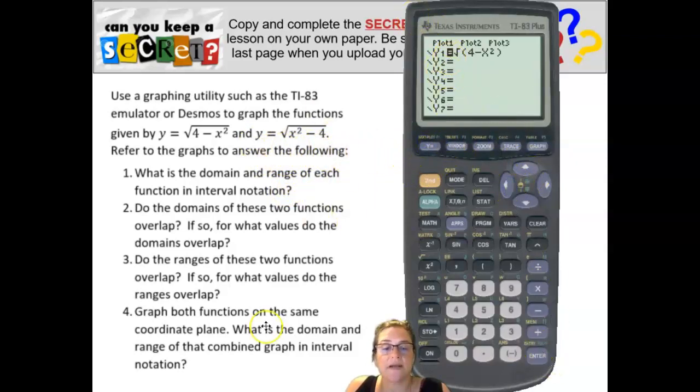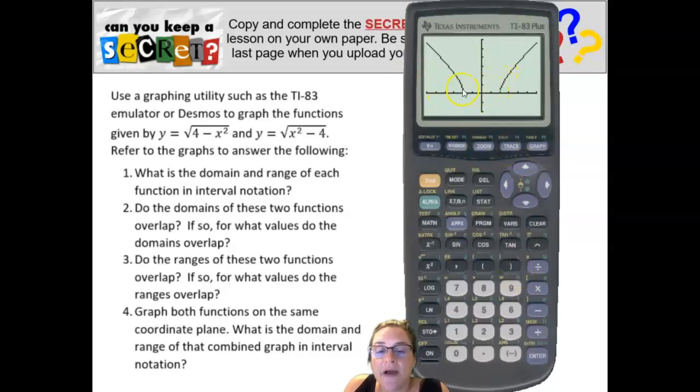Okay, the second one is easier because I'm going to need both of them on the same coordinate plane in a second. So instead of deleting this first equation, I'm just going to arrow over to the equal sign, press enter. That turns off the graphing for that first equation. Now in my y2, I'm going to graph the square root of the quantity x squared minus 4, and graph that, and there's my second equation.